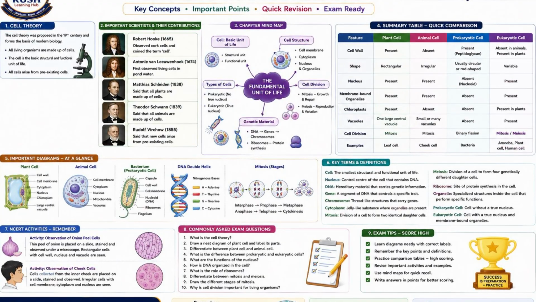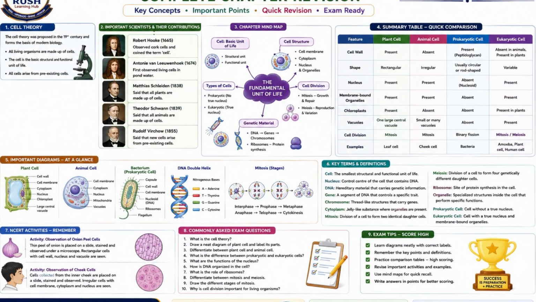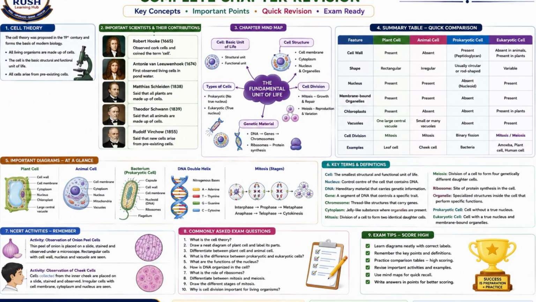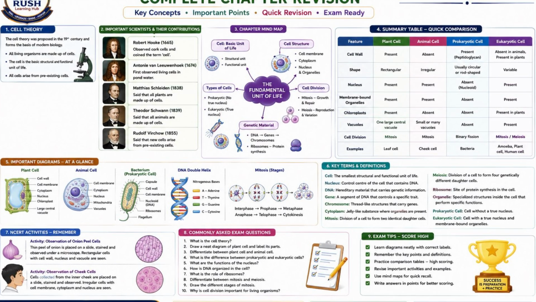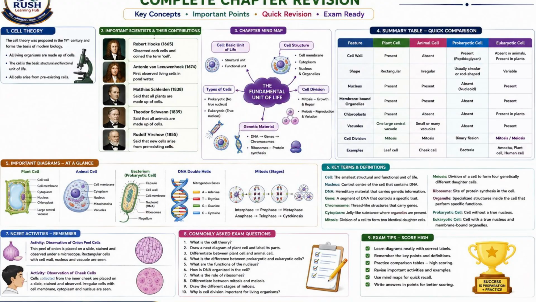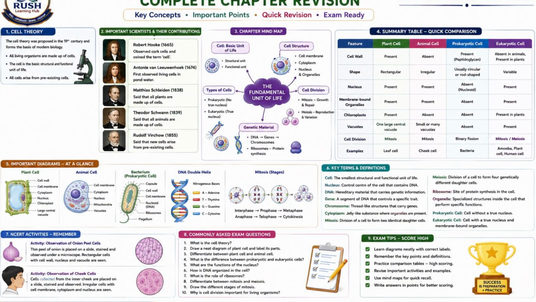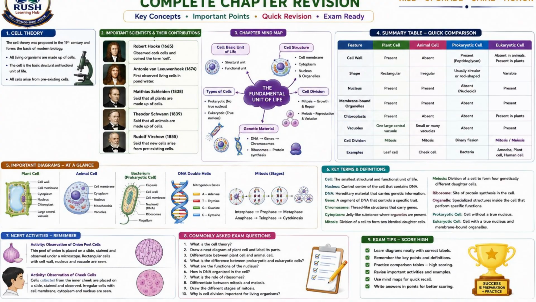What is the hereditary material of the cell? DNA. What is the control center of the cell? The nucleus. What is osmosis? The movement of water through a selectively permeable membrane from higher water concentration to lower water concentration. What is mitosis? Cell division producing two identical daughter cells.